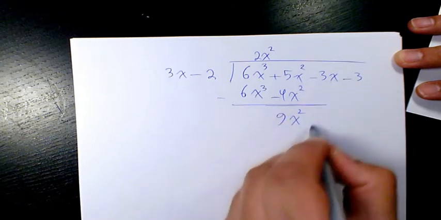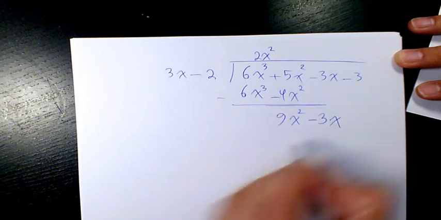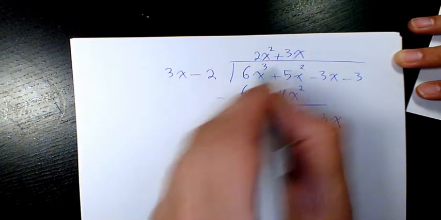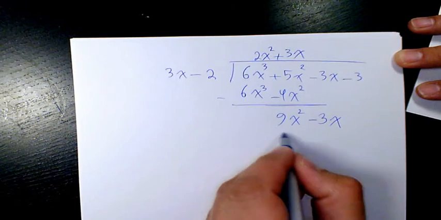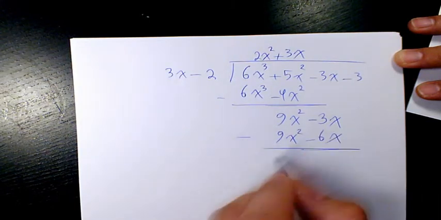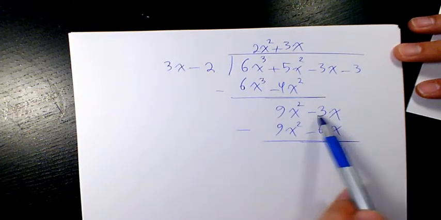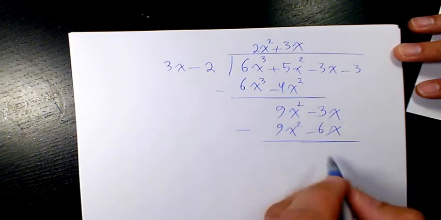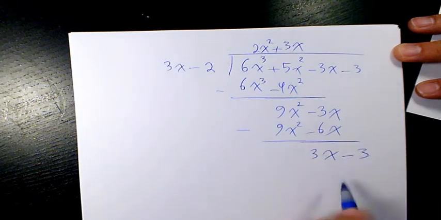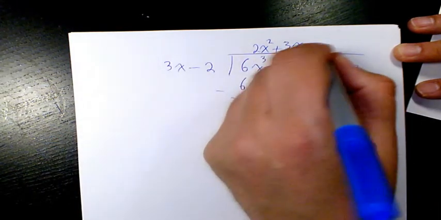is 9x squared minus 3x. 9x squared divided by 3x is going to be 3x. 3x times 3x is going to be 9x squared minus 6x. When you subtract them, these two cancel out. And negative 3x minus negative 6x is going to be 3x. And then you bring negative 3 down. 3x divided by 3x is going to be 1.